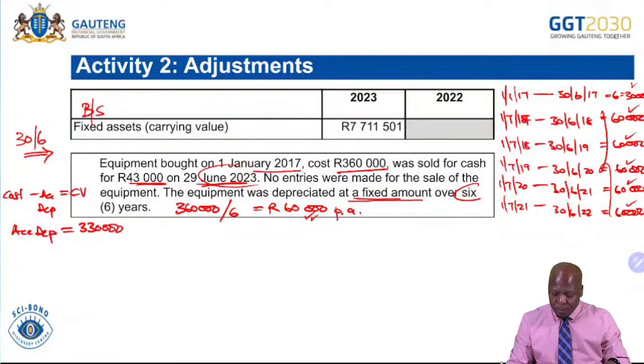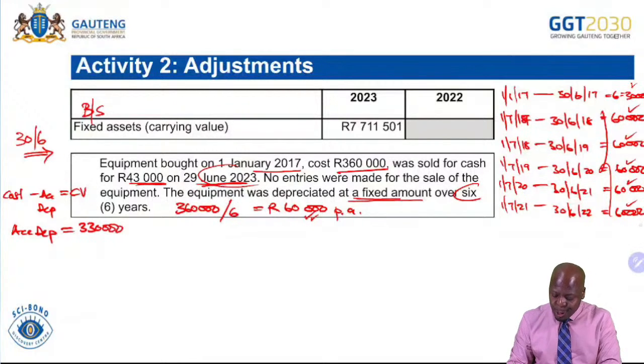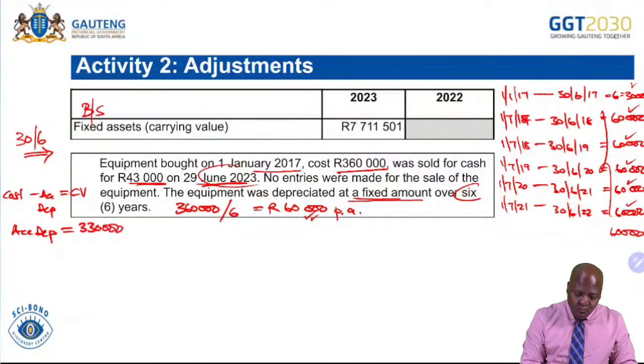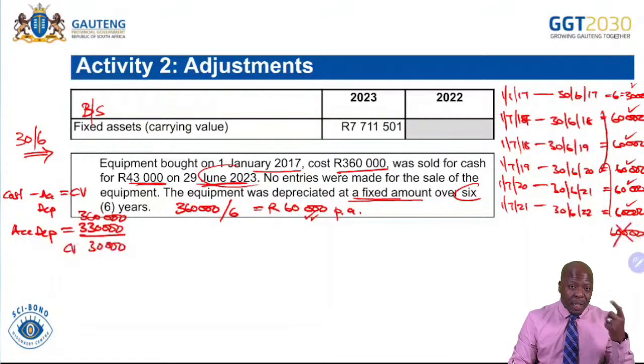In this year now, it has been sold on the 29th of June, which is the last day of the financial year. So it must lose again another what? 60,000. That's where the problem begins, because it had a cost price of 360 and it has lost already 330. That means it now has a carrying value of how much? 30. But now it must lose 60,000 to depreciation. Is that possible? No. Already in your mind, you now understand that the 1 Rand residual value principle kicks in.